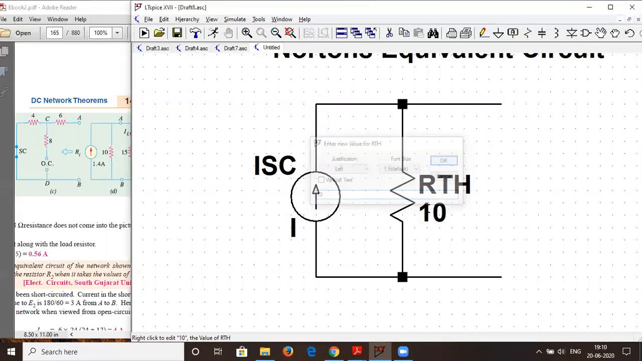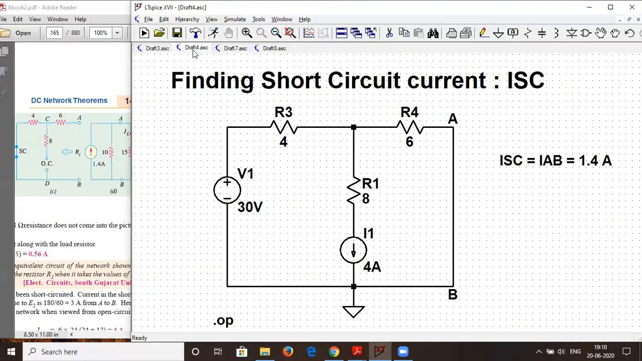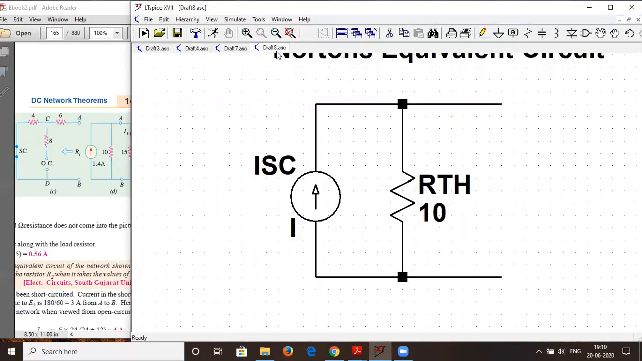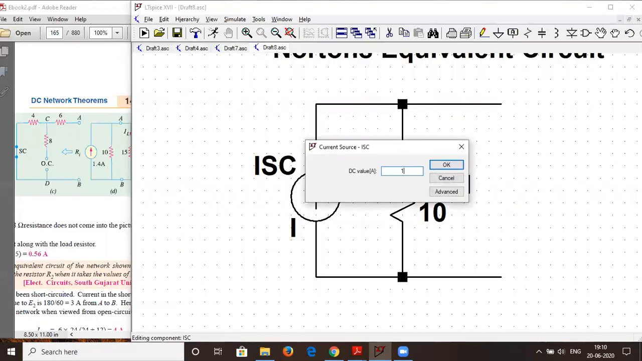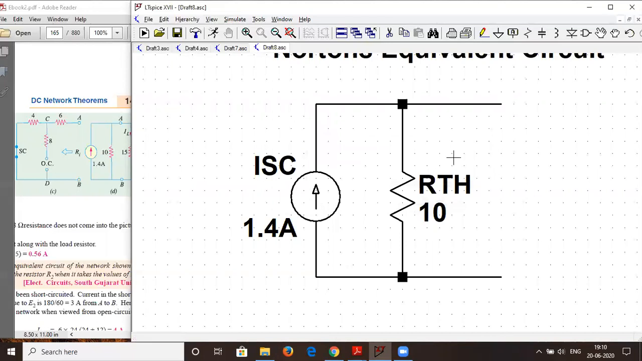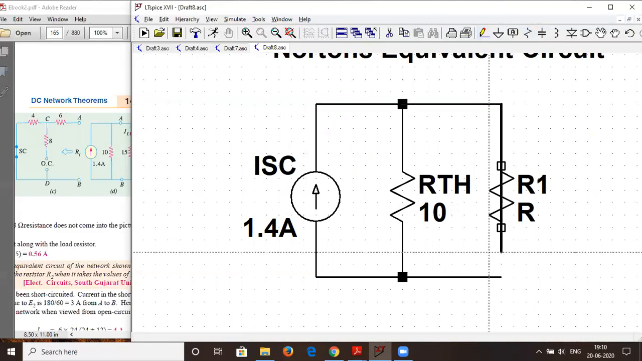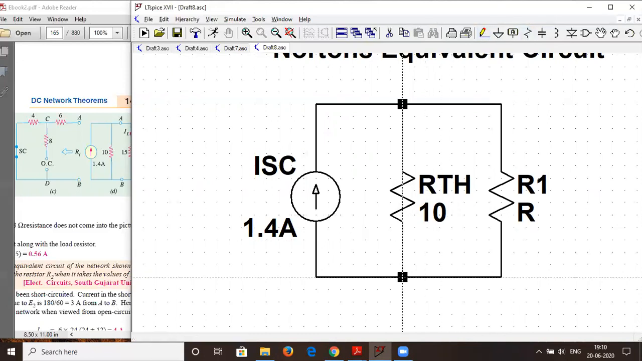This is around 10 ohms and the value of ISC came out to be 1.4 amperes. So I'll have to give here 1.4 amperes. And now I'll connect the resistor back, the 15 ohm resistor back, which is your RL basically, and I'll ground this circuitry. So very important to ground everything, entire DC circuit over here.